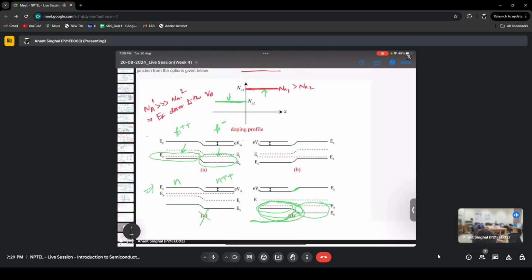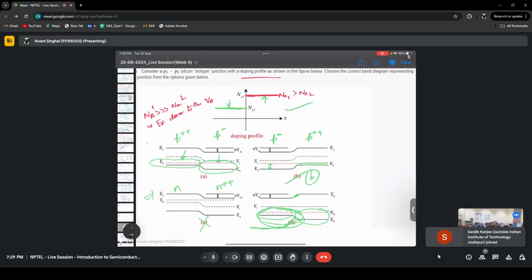Na is higher on the right side here. EF is closer to the valence band. First of all, this is p type, this is also p type because EI is always above, and here we have a larger difference. So this is p minus, this is p plus plus, which is what is given in the question. So option B will be the correct answer.